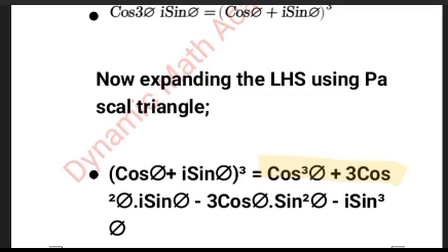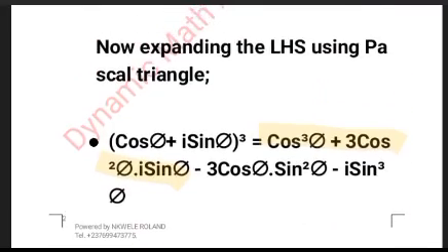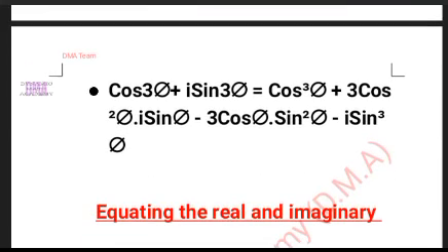And the more so, you realize that we have both imaginary and real terms. Imaginary terms are those that have the i, like 3 cos squared theta i sin theta, which is an imaginary term. So what we're going to do next is, yes, after simplification you have this. Now we're going to equate the real and the imaginary parts.